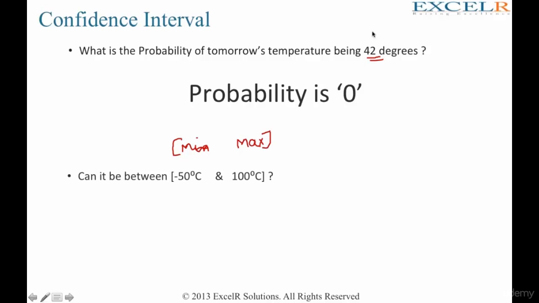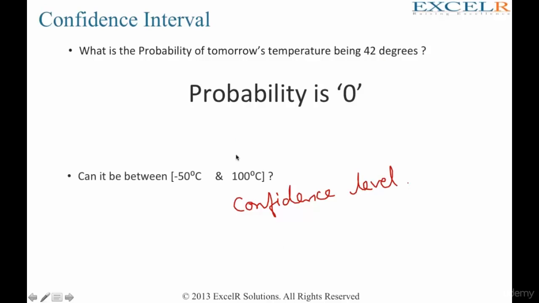If probability associated with a single value is 0, then can we come up with a range which is so wide, minus 50 degrees Celsius to 100 degrees Celsius? Absolutely no. You would just laugh at the meteorological department if they start providing such a wide range of temperature forecast. Hence, you need to come up with an interval estimate, but that interval estimate should have a confidence level associated with it.